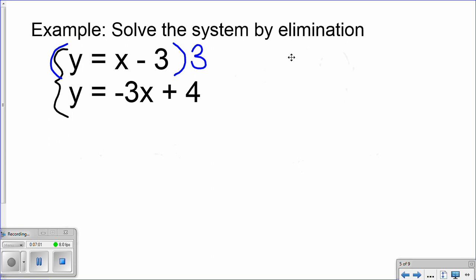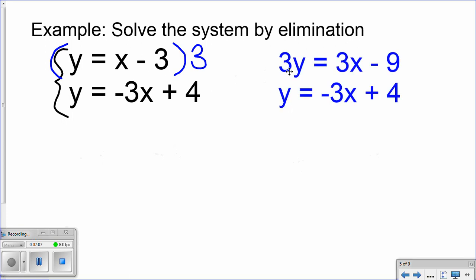So 3 gets multiplied by y, 3 gets multiplied by x, 3 gets multiplied by negative 3. So it comes out to be 3y equals 3x minus 9. This is the same meaning, it's just not simplified. So I unsimplified it, basically. So I could have opposite coefficients here in the x's.